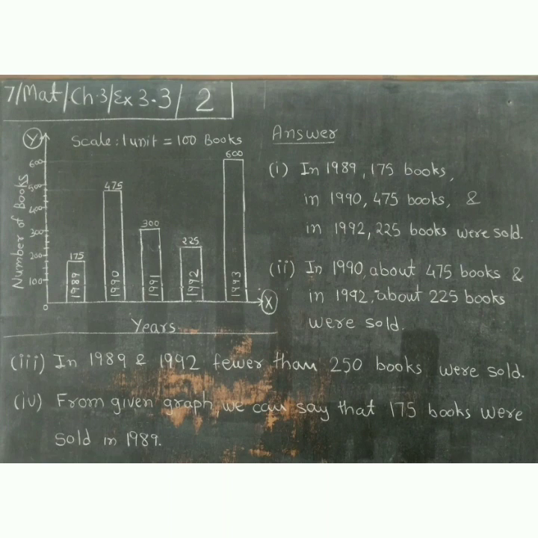Now the fourth question. Can you explain how you would estimate the number of books sold in 1989? For the answer, from the given graph, we can say that 175 books were sold in 1989. We can give the answer to any question by studying the given graph. Okay.